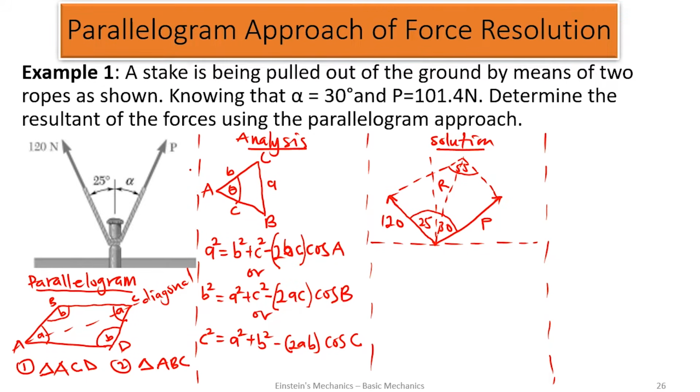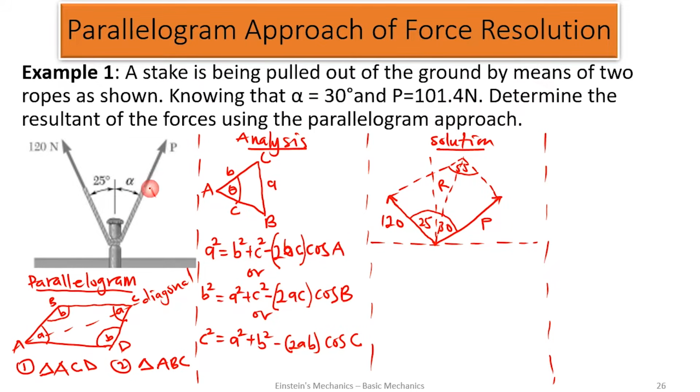In today's episode, we are going to tackle the parallelogram approach of force resolution. In the previous episode, we talked about resolution using components, and in this example, we are going to use the parallelogram approach. Let's look at the example. A stake is being pulled out of the ground by means of two ropes as shown. This is the diagram. Knowing that alpha is 30 degrees and force P is 101.4 Newton.